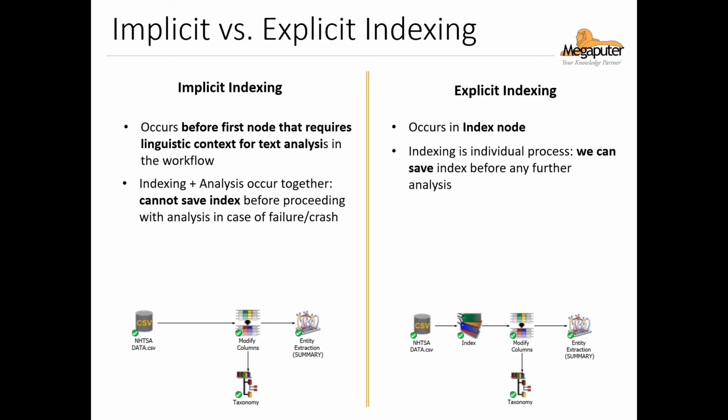Now, another difference is that when we do implicit indexing, the indexing and the analysis take place together, which may take some time depending on the size of your dataset. This also increases the risk of losing our progress if an execution failure or a system crash occurs. However, with explicit indexing, we have the option of saving our index and progress before moving on to our analysis with a different node, since it's an individual process in a single node.